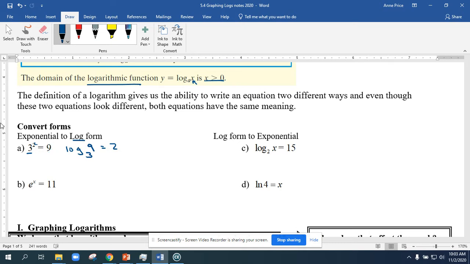But since logs are used to find unknown exponents, they will equal the exponent, which in this case is 2. They'll end up equaling that exponent. Okay, all right, part B, jumping into some familiar territory, hopefully with an e.